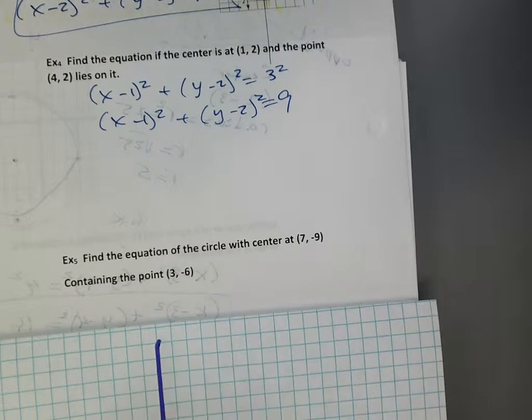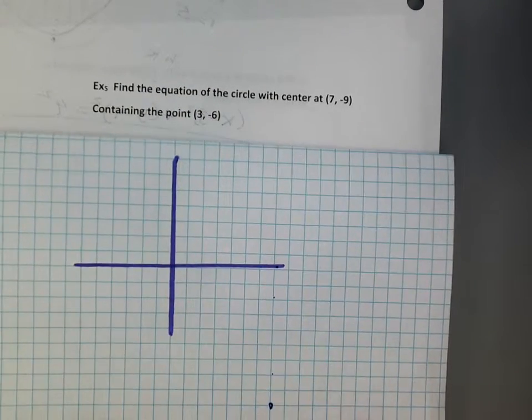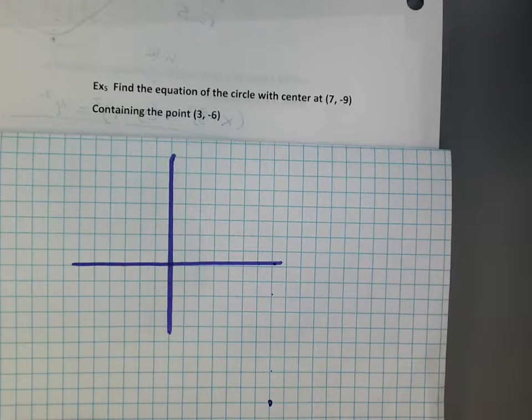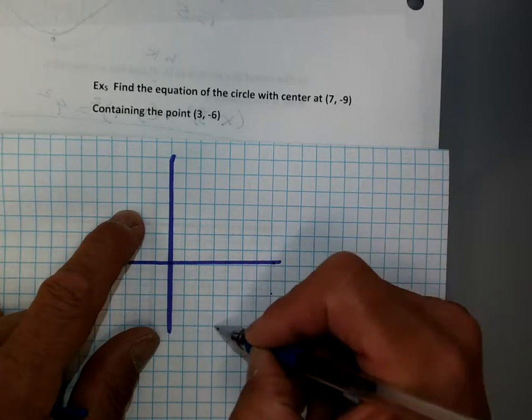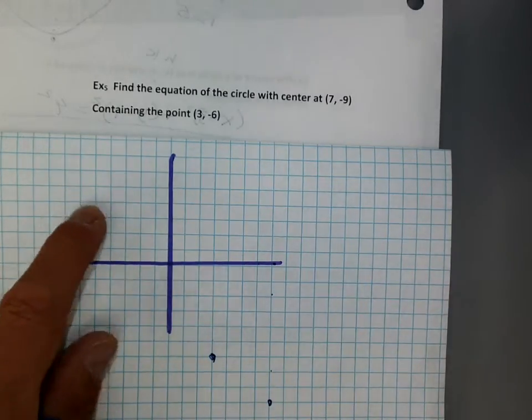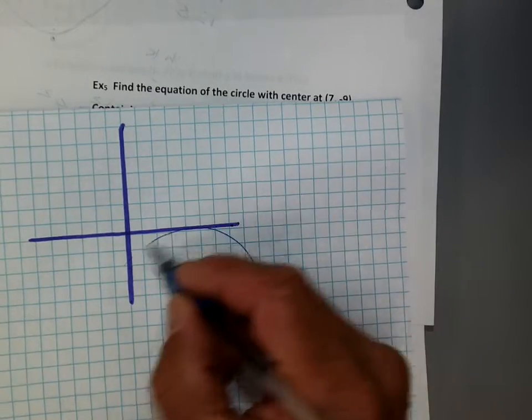So I'm going to go 7. 1, 2, 3, 4, 5, 6, 7, negative 9. 1, 2, 3, 4, 5, 6, 7, 8, 9. Way down there. And a center at (3, -6). 1, 2, 3, 4, 5, 6. Okay. So there it is. So the circle is going to look something like this.